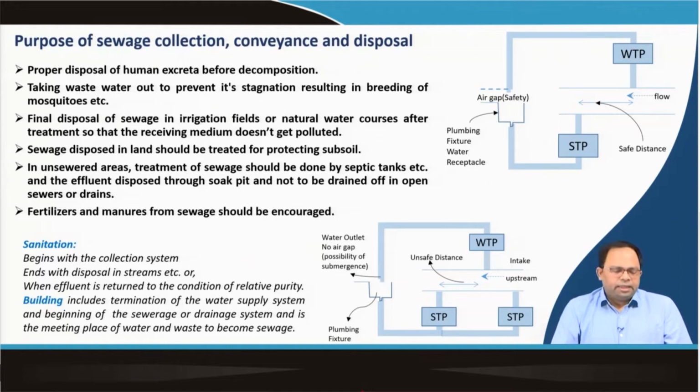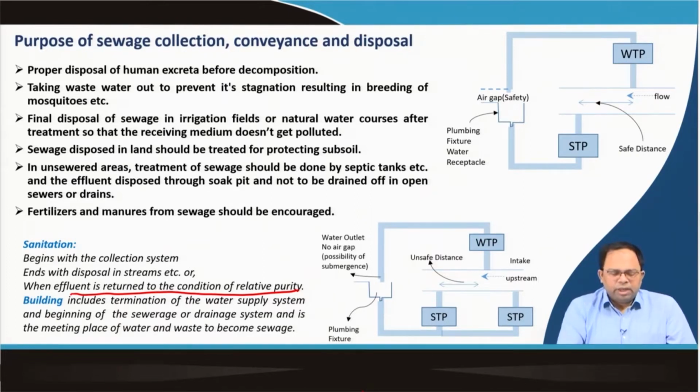So, as you can see in this particular system, sanitation begins with the collection system, of course, and ends with the disposal in streams or water or land in case of sewage farming and all. And we should target that the effluent is returned to the condition of relative purity. That means once it mixes with the disposal body, if it is water, then the purity of water still remains.